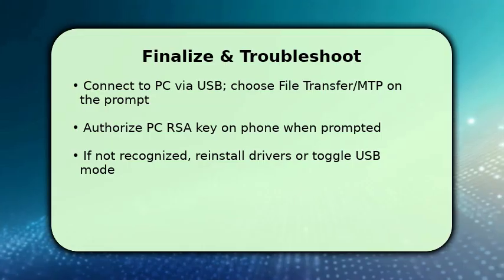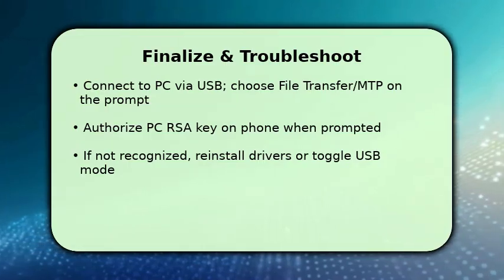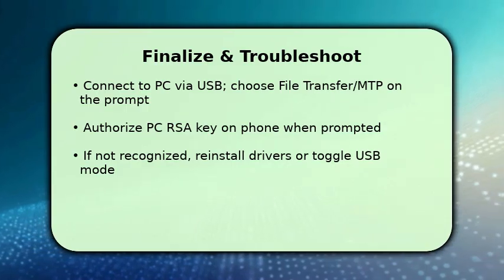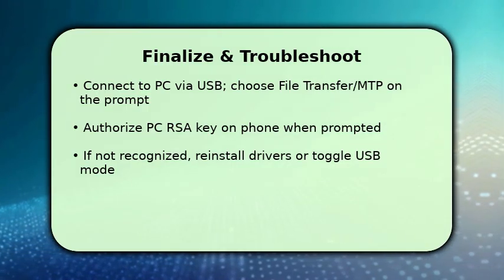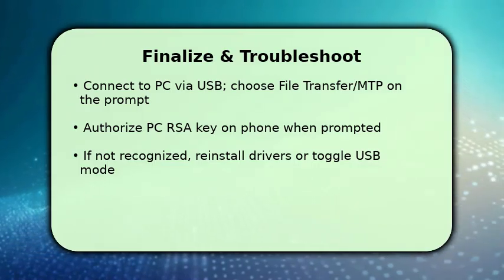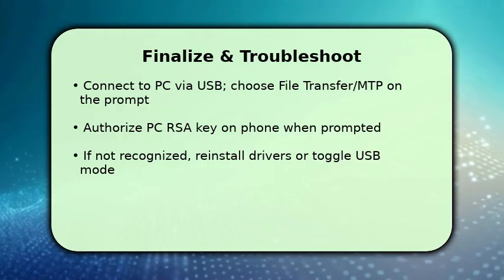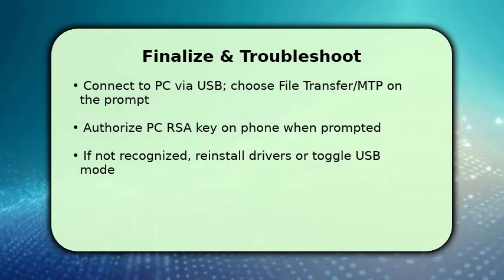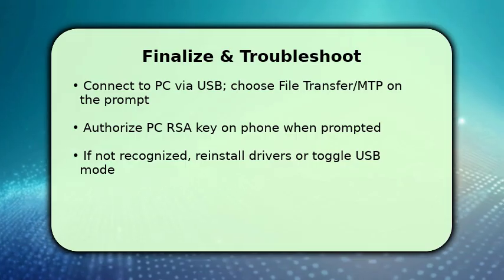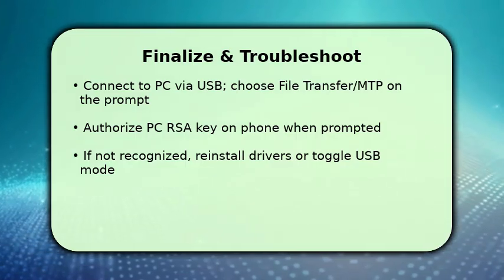Connect the phone to your computer with a USB cable and select File Transfer or MTP on the phone prompt. This often activates the connection. When the PC requests authorization, tap Allow to accept the RSA key. This authorizes ADB. If the PC does not see the device, try another USB cable or port, toggle USB debugging off and on, or reinstall USB drivers on the computer.